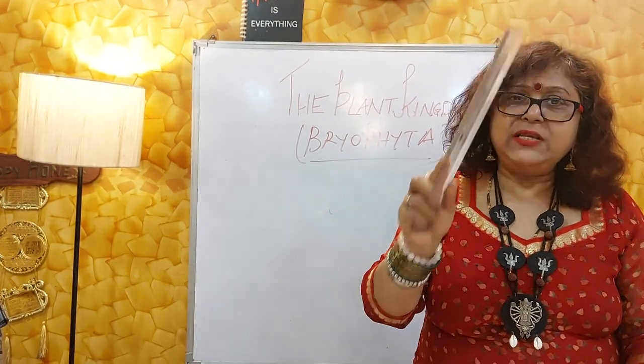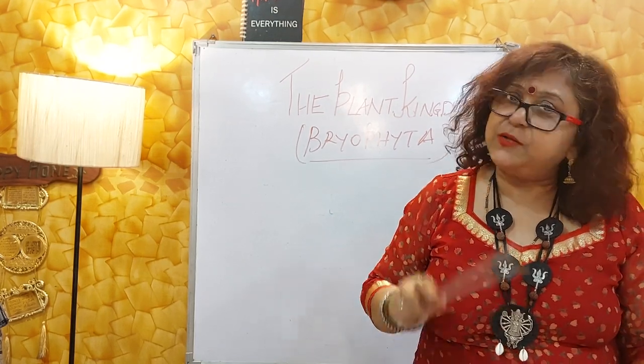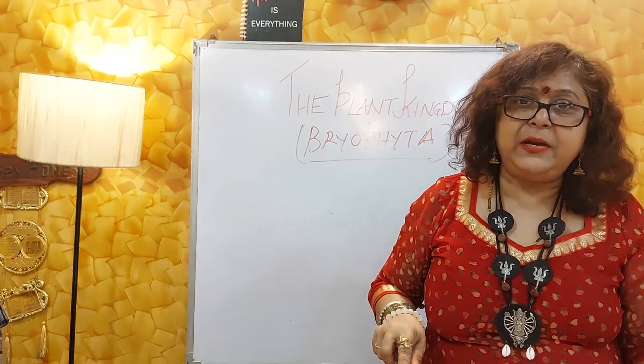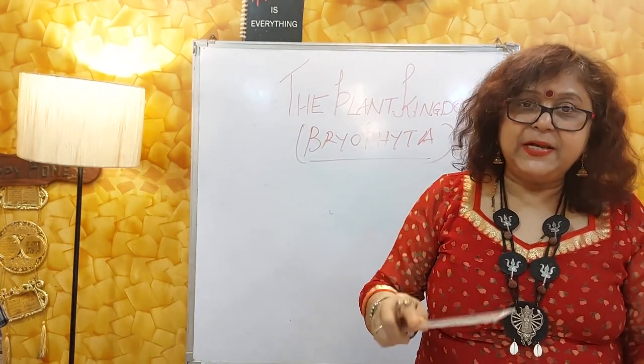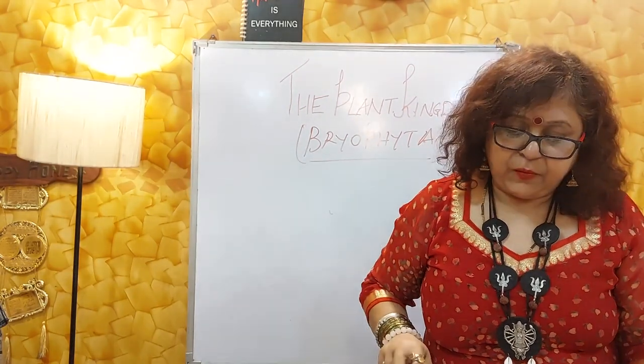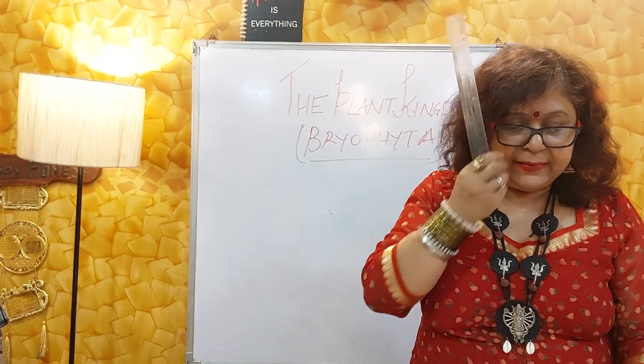Then, what is the mode of reproduction in bryophytes? Bryophytes show both asexual and sexual modes of reproduction. Asexual reproduction is quite common, through fragmentation, tubers, gemmae, as I told you, buds and adventitious branches. Now, sexual reproduction in bryophytes occurs in the following way.